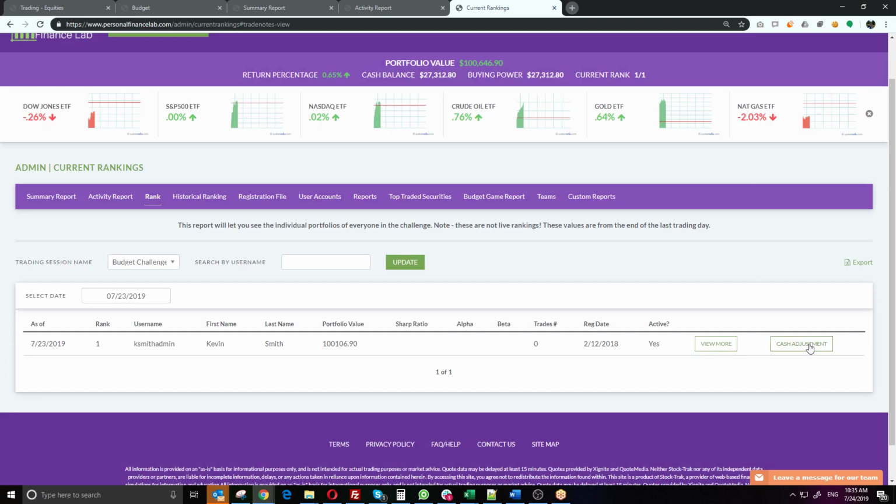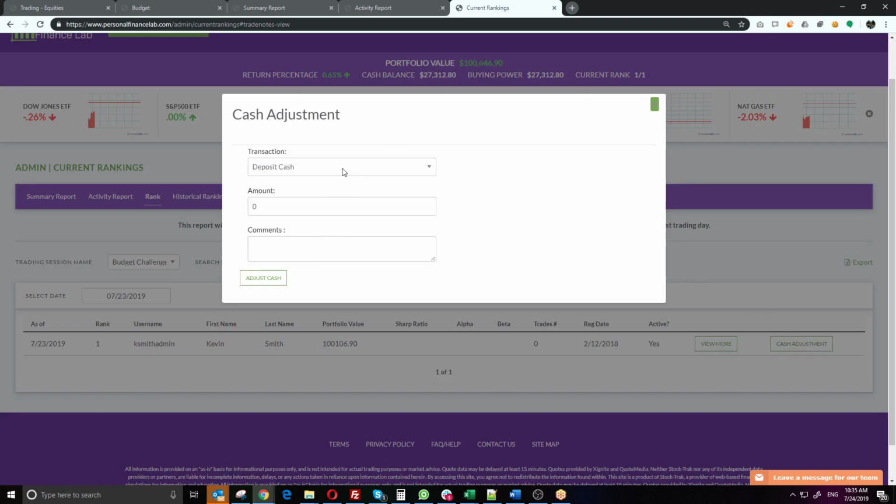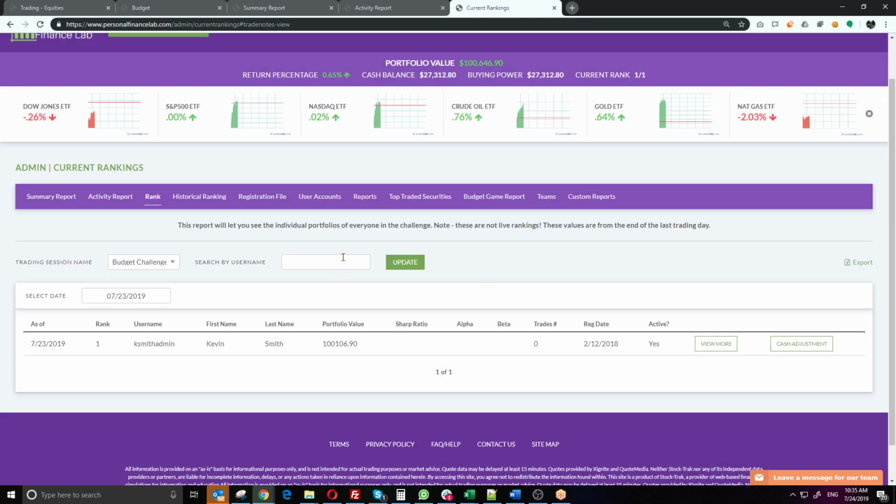You also have a cash adjustment where you can add or remove cash from any student's account at any time. So if you want to give a cash participation bonus, you can do that. If you want to penalize students for one reason or another, you can do it as well. Historical ranking is basically the same thing, it just goes back in time.